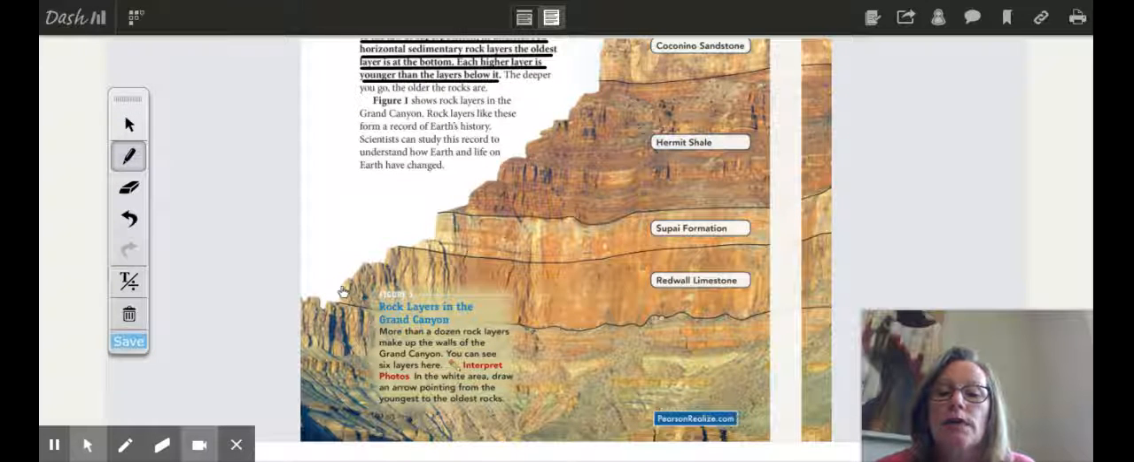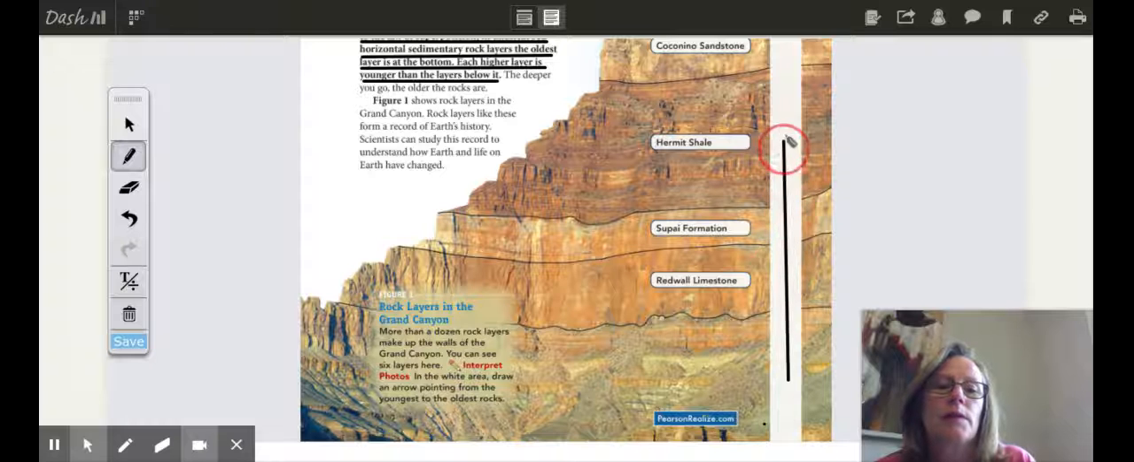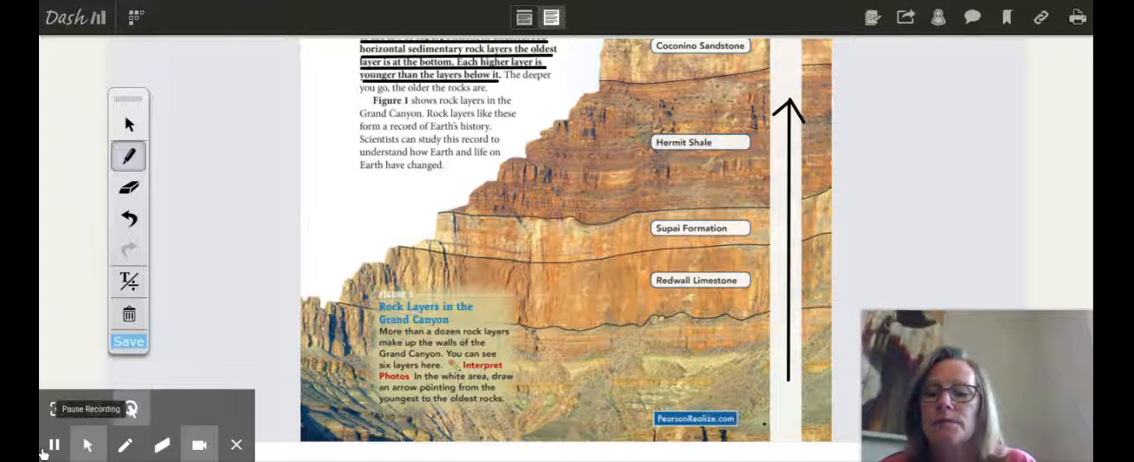Figure 1, rock layers in the Grand Canyon. More than a dozen rock layers make up the walls of the Grand Canyon. You can see the layers here. So interpret: in the white area, draw an arrow pointing from the youngest to the oldest rocks. So you would take your pencil and you would arrow up this way. I'm not sure if I can make a little arrow. Let's see, arrow up that way. So that's how that figure would look. You can do that in your book.